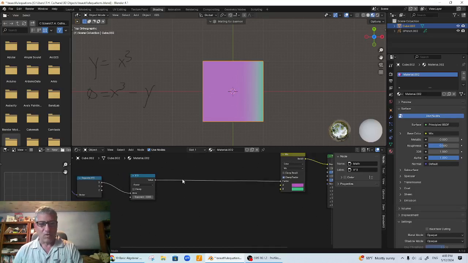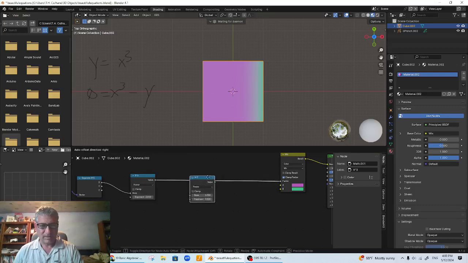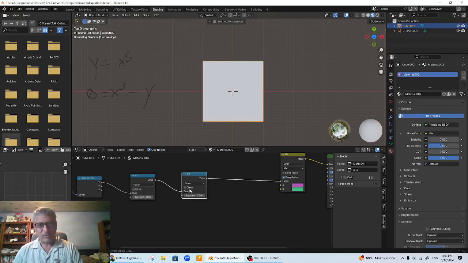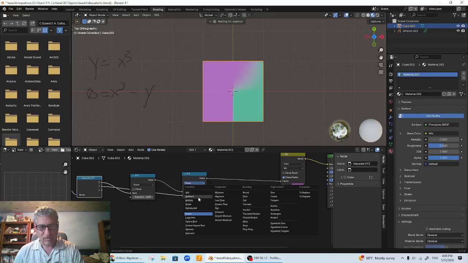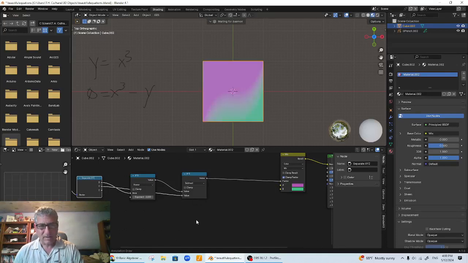All right, and it's x cubed minus y. So we're going to now add another one. So I'll Shift D and duplicate this. And we're going to subtract that. We're going to subtract y from that. So we have subtract. And loading, there it is.